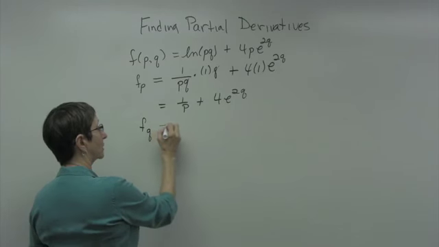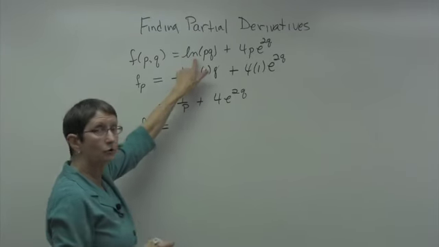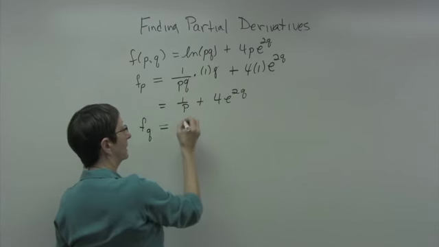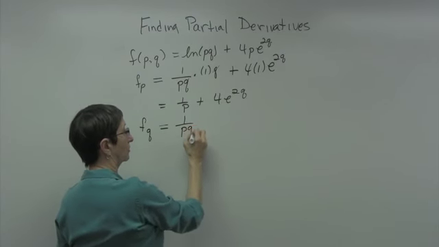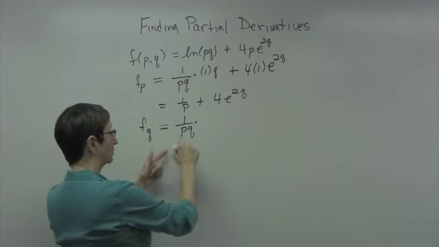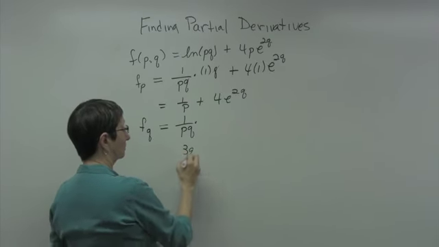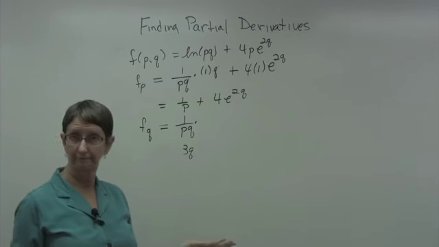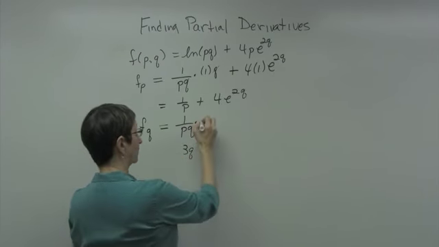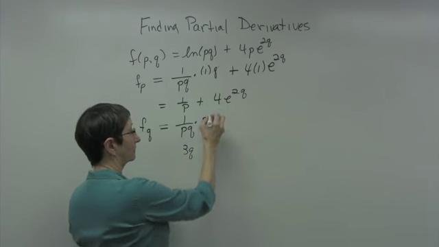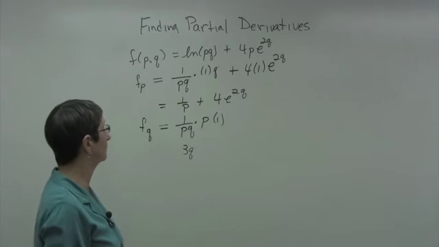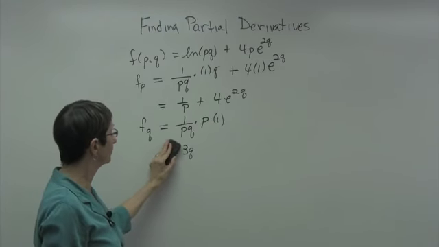Partial of f with respect to q. Well, the natural log is still the same idea. So I have to do the derivative of the log of pq is 1 over pq, and then I multiply by the derivative of pq. Well, this looks a little bit more normal. The derivative of 3q would be 3, because the derivative of q is 1. So I keep my multiplier p, the derivative of q is 1, and so the derivative of pq is p, like the derivative of 3q is 3.